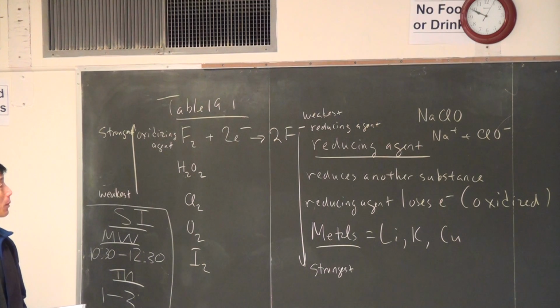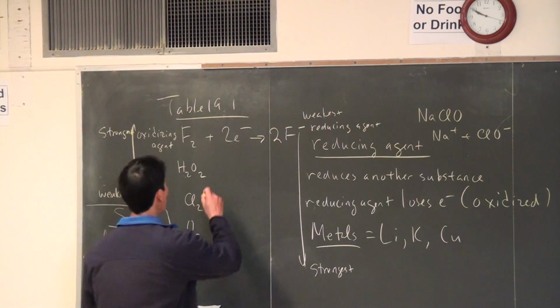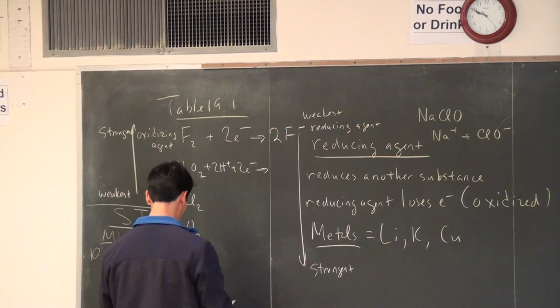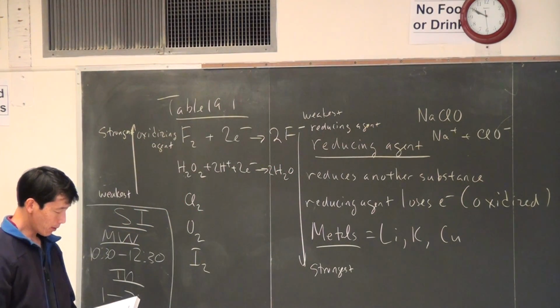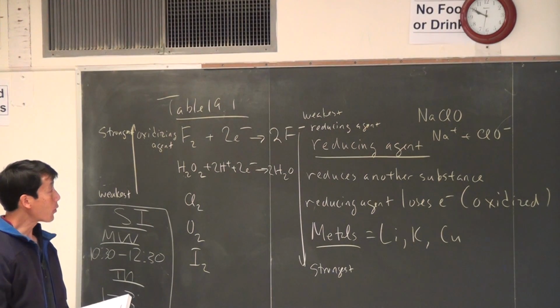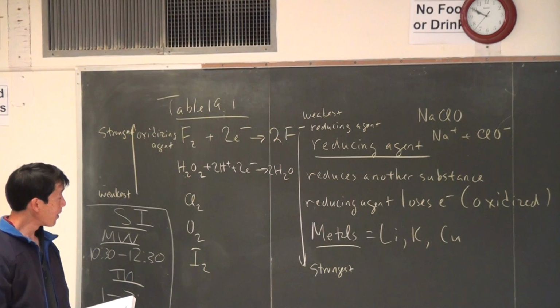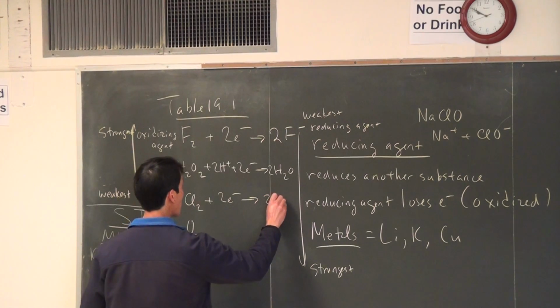Now, table 19.1 also shows the corresponding reducing agent. So the corresponding reducing agent of H2O2 is, okay, so we write down our reaction. We have H2O2 plus 2H plus plus 2 electrons, and that produces water. So the corresponding reducing agent for H2O2 is water. And then for chlorine, the corresponding reducing agent is the chloride ion.